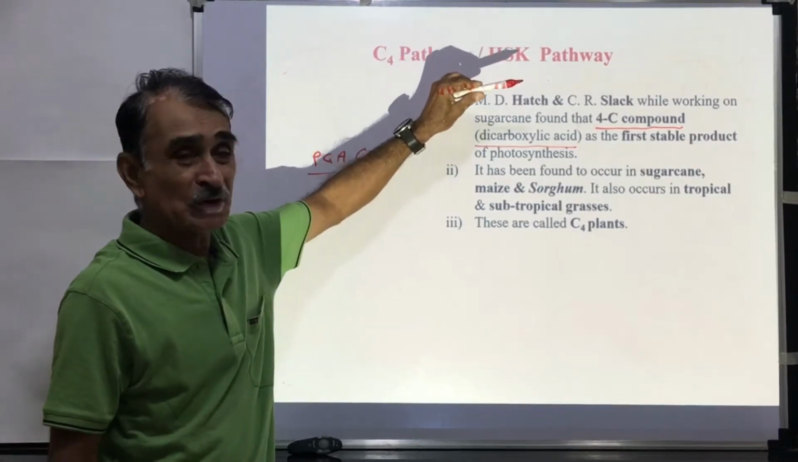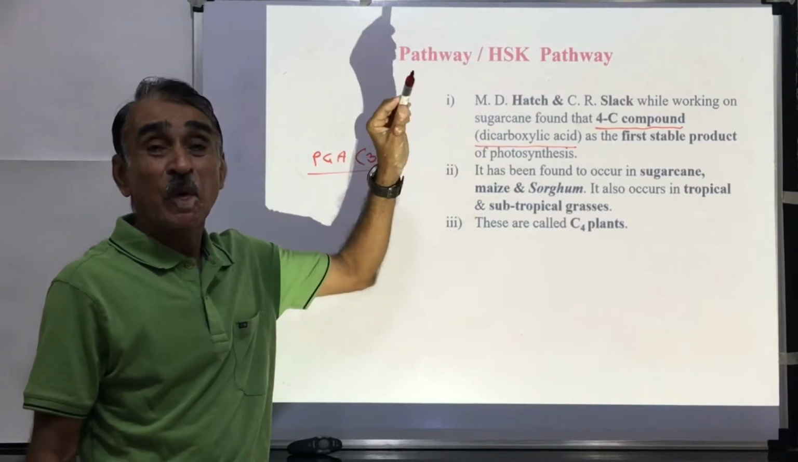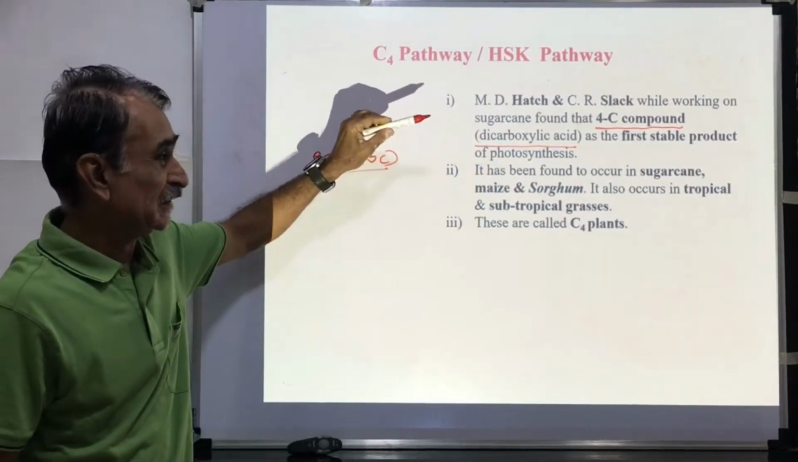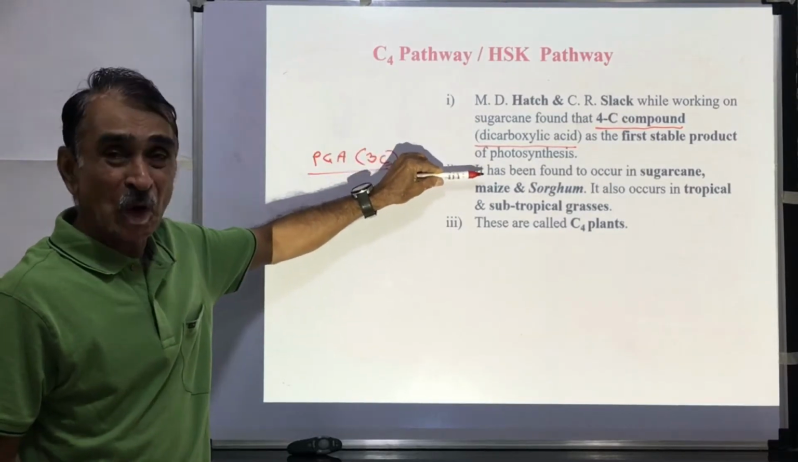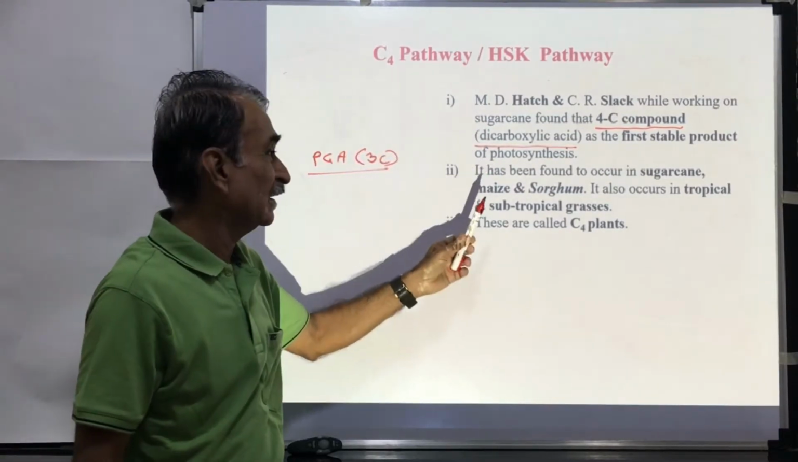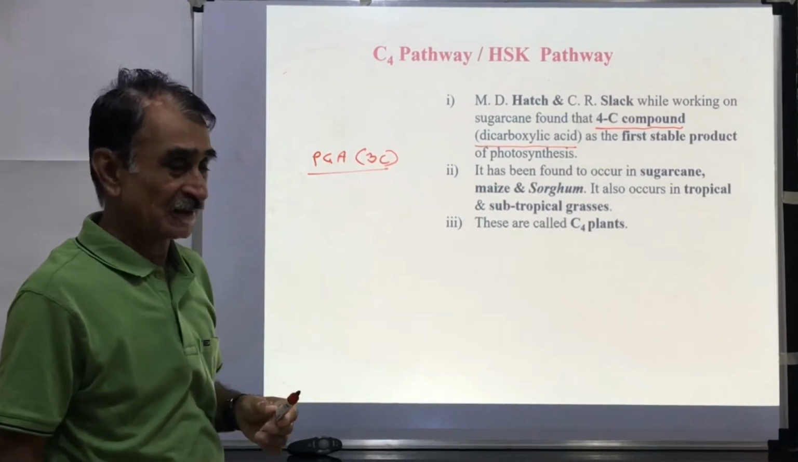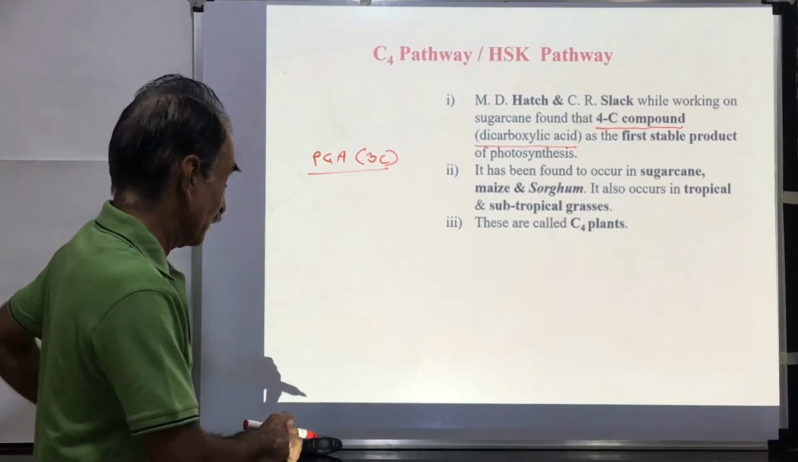Hatch, Slack and Korshok found 4 carbon compounds as the initial stable products of this photosynthesis. It has been found to occur in the sugarcane, maize and sorghum, and in tropical and subtropical grasses. And these plants are called as C4 plants.